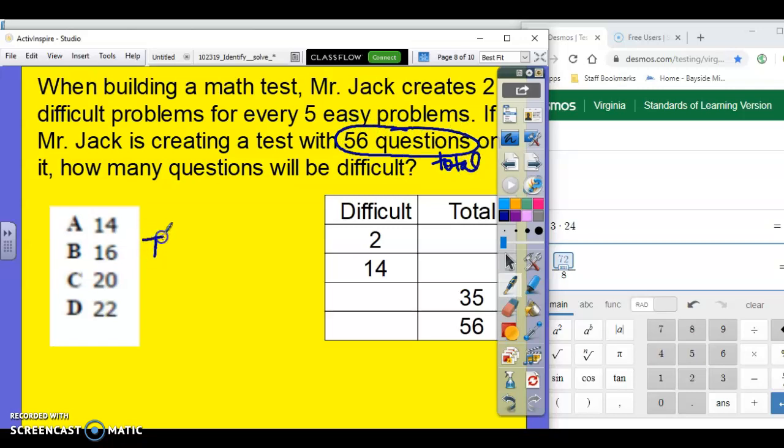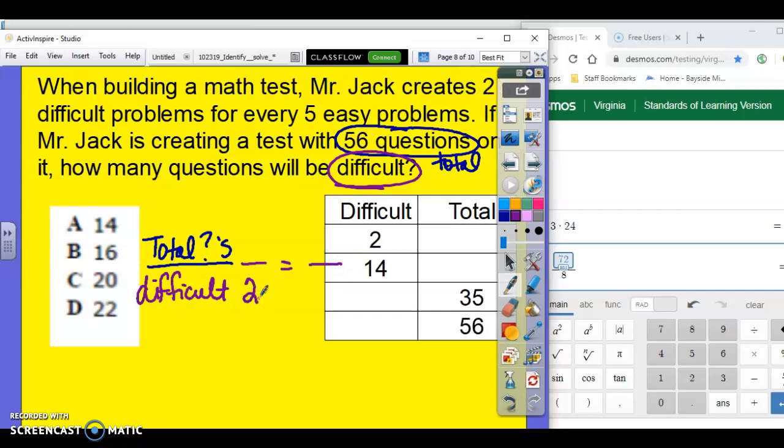So let's make one of our rows be total questions. And the other thing is it asks how many questions will be difficult. So we have to use that because that's what we're looking for. So difficult is going to be my other label. So I have 2 fractions that are equal. And I'm going to say, okay, so how many are difficult? This says 2 are difficult and 5 are easy. So I have to find out if there's 2 difficult and 5 easy, how many are there total on that test? So you just add 2 plus 5 gives us a total of 7.